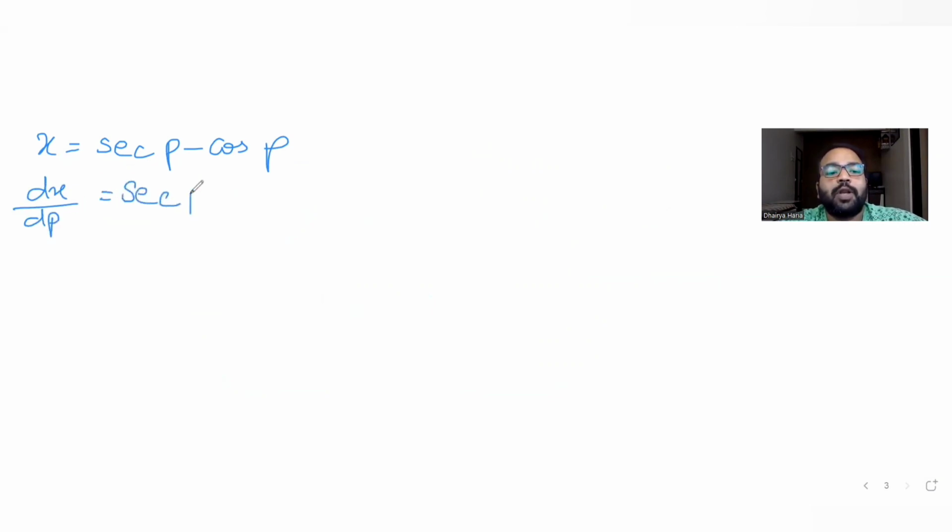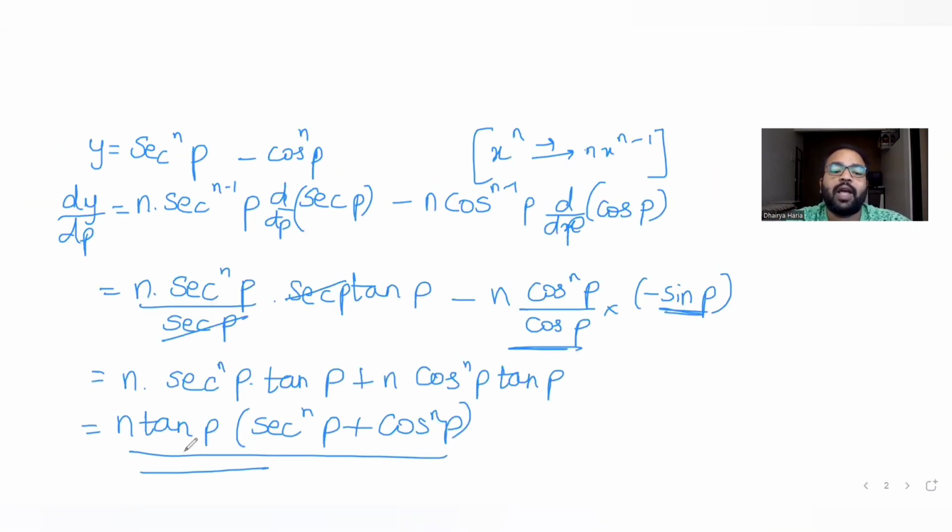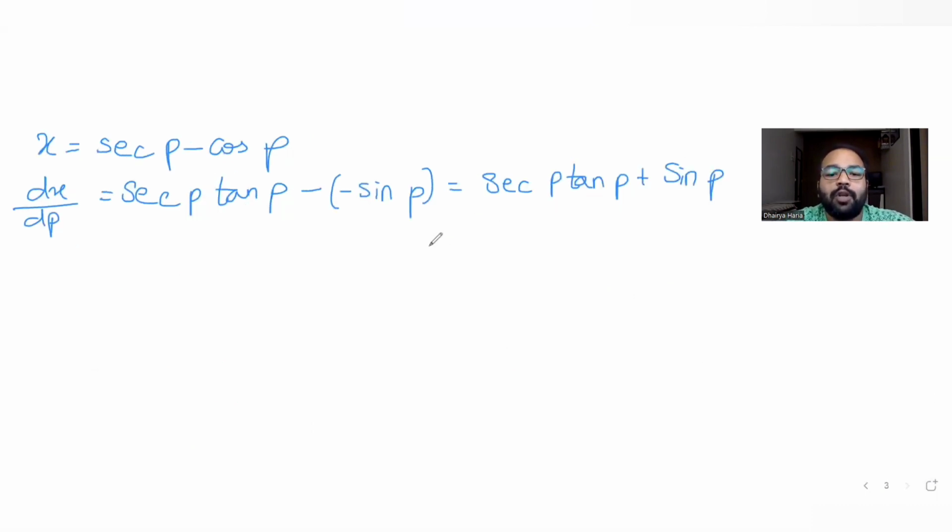Now let's find dx by dp. x was given to us as sec p minus cos p. So if I find the derivative of x with respect to p, sec p becomes sec p tan p, cos p becomes minus sin p, so it is minus of minus sin. So that makes it sec p tan p plus sin p. Now again, as we saw in the previous, I was able to take tan p common. So let's try to find out if I can have a tan common here as well.